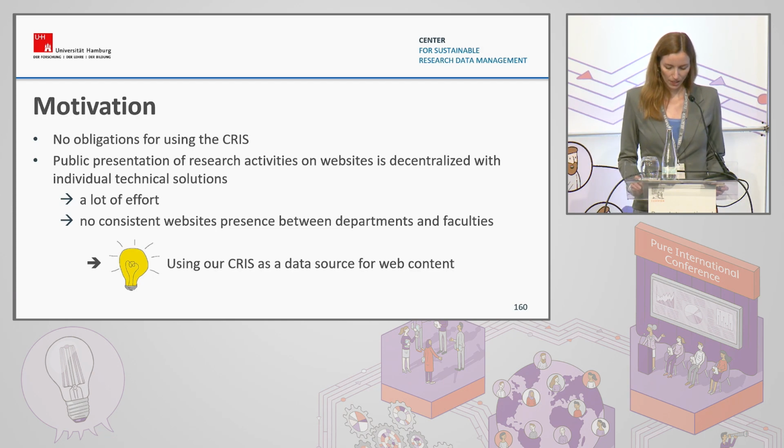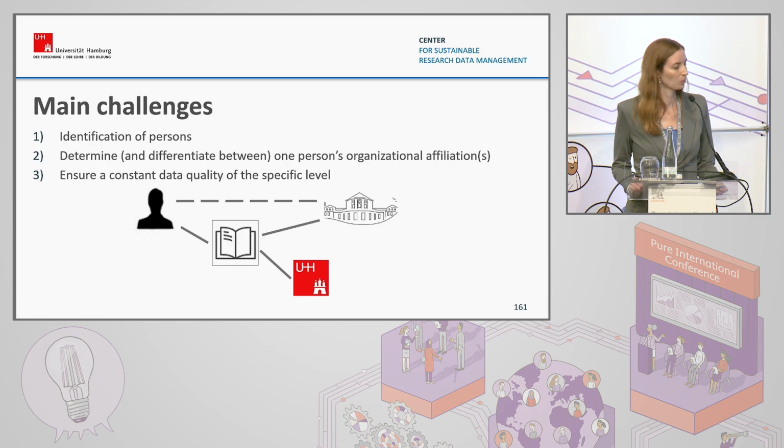If you want to do so, you're facing 3 main challenges. The first one is you need a unique identifier of persons. The second one, how to determine and differentiate between one person's organizational affiliations. And the last one, you have to make sure of constant data quality also of the specific levels, meaning persons related to affiliations.